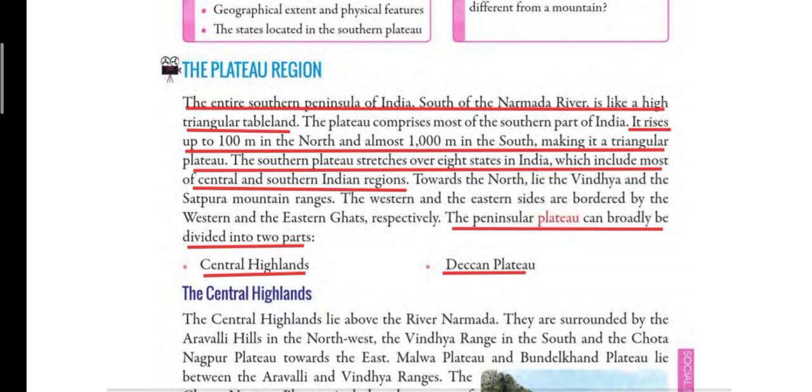Now, towards the north lie the Vindhya and Satpura mountain range. The western and eastern sides are bordered by the Western and Eastern Ghats respectively. The Peninsula Plateau can be broadly divided into two parts, the Central Highlands and the Deccan Plateau.